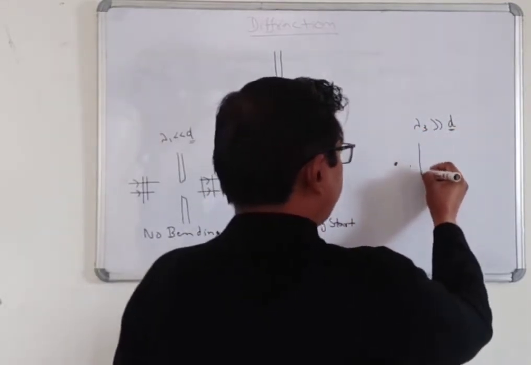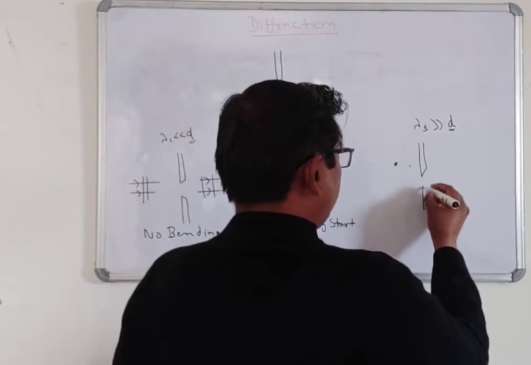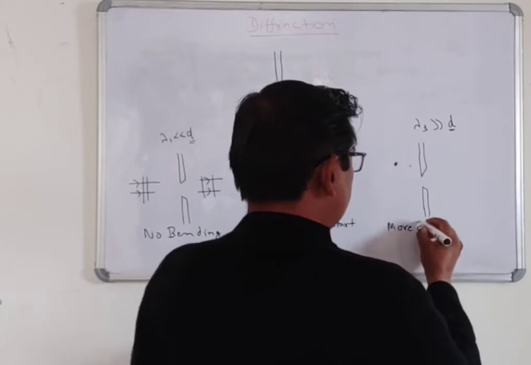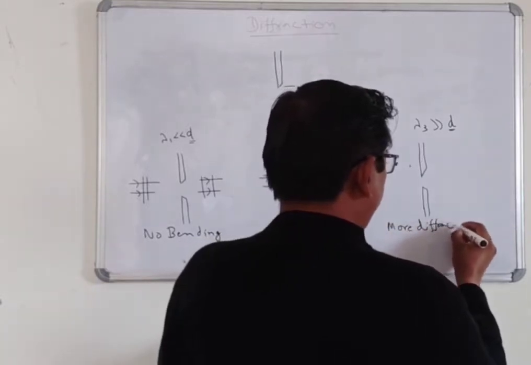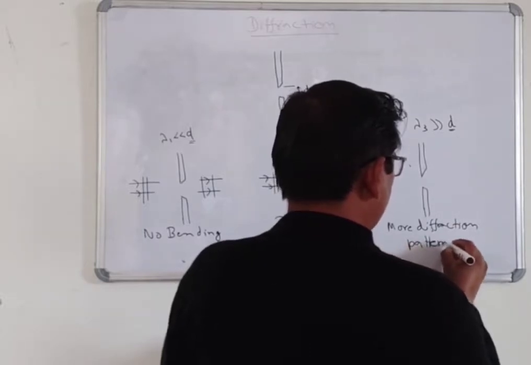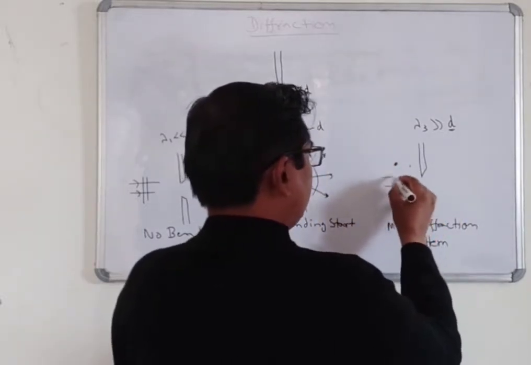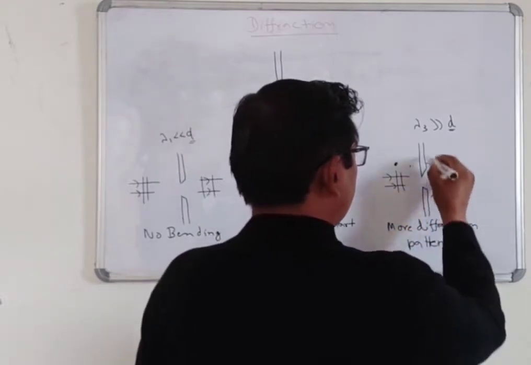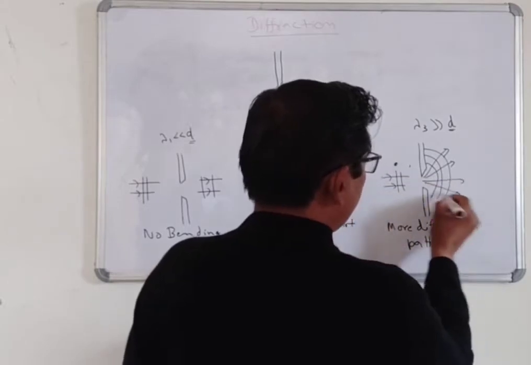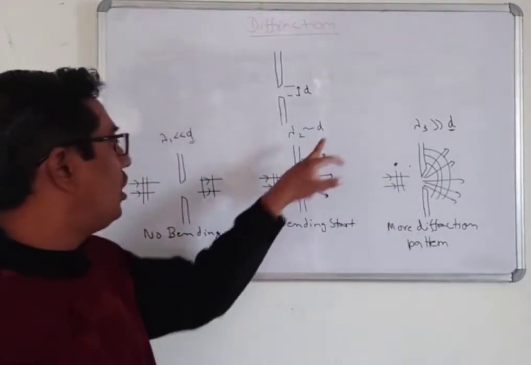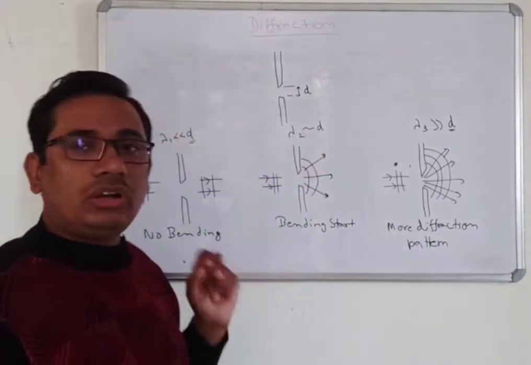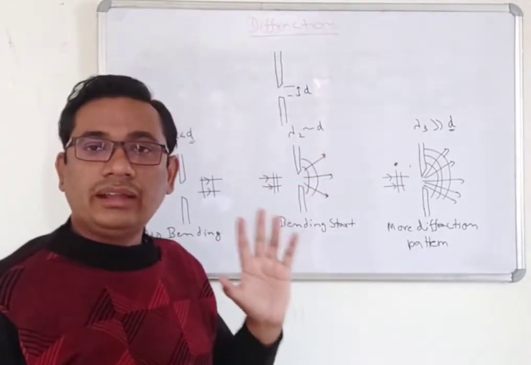Now in this condition you will see more diffraction pattern. Now in this case, it means that diffraction will start when the size of the aperture or the size of the obstacle is equal to the wavelength of the light wave.